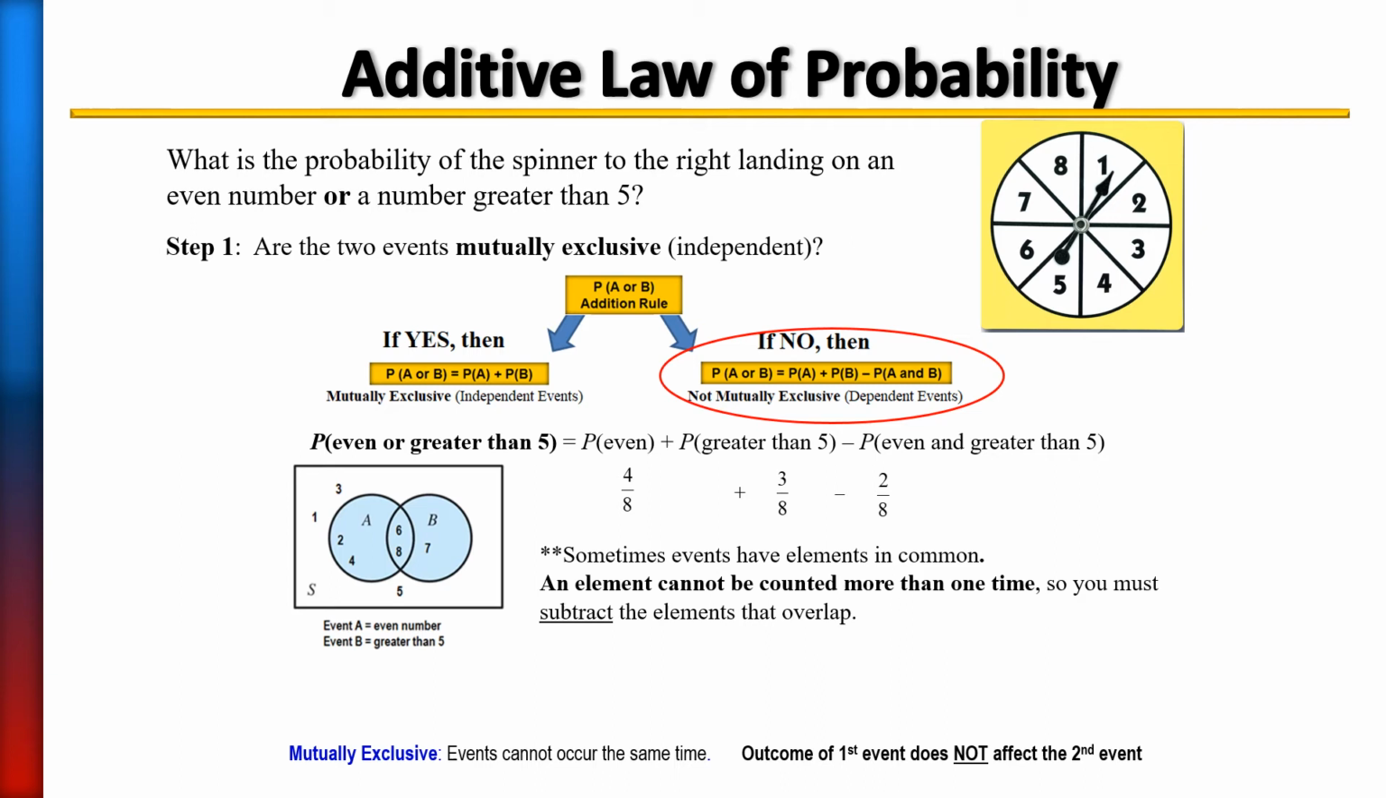So let's just move from left to right. 4 plus 3 is 7, and 7 take away 2 is 5. So then that's 5/8. So the probability of the spinner landing on an even number or a number greater than 5 is 5/8.